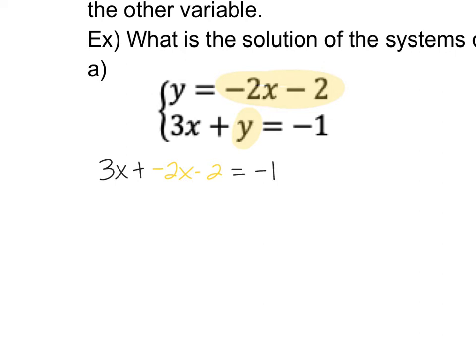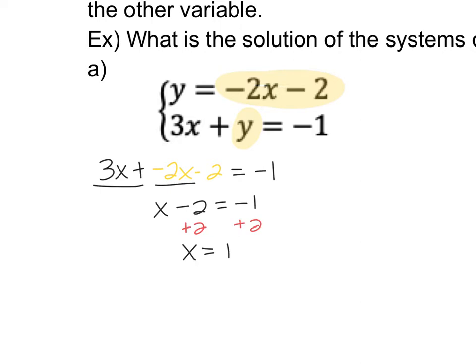Okay? Now we have one equation with only x's and numbers in it. So there's not x's and y's, so you can solve for x on this. So you're going to combine like terms. 3x plus -2x gives me x. Just going to bring down that -2 equals -1. Going to add 2 to both sides. So x equals 1. Perfect, not too bad.